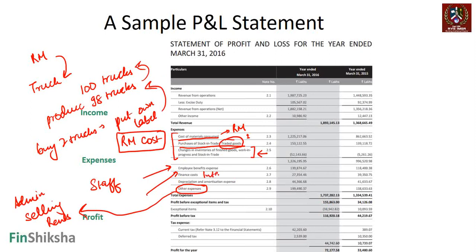Finance cost is the interest. And then we have the non-cash expenses, which are depreciation and amortization, right? Those get clubbed here. All the expenses come here. Once the expenses are taken care of, we reach what is called profit before exceptional items and tax, right? Now let's understand what we mean by this term, exceptional items.